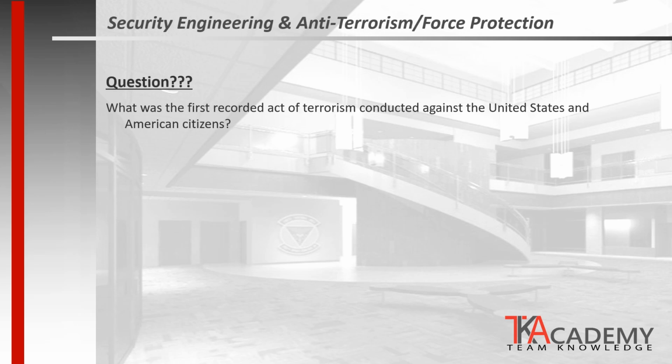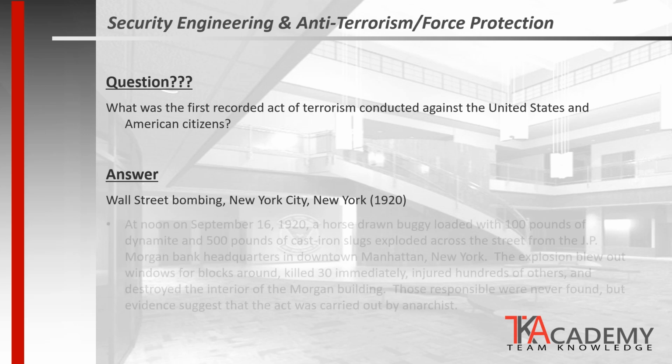We'll start this course with a bit of trivia. What was the first recorded act of terrorism conducted against the United States and American citizens? The answer? The Wall Street bombing in New York City in 1920.